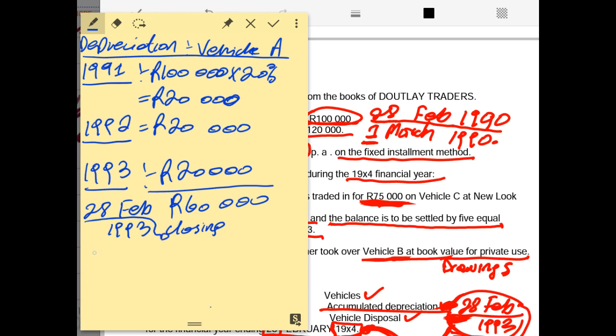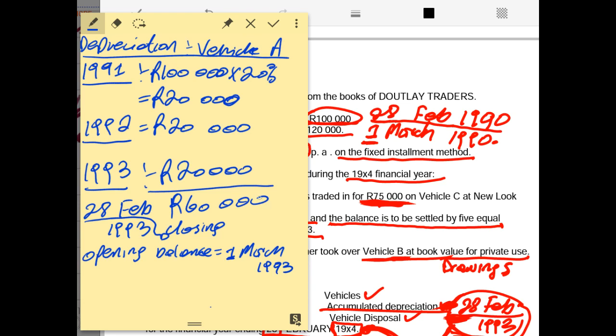Then this closing balance becomes an opening balance. This becomes an opening balance of accumulated depreciation for vehicle A. Opening balance on the 1st of March 1993, and the 1st of March 1993 is the 1994 accounting period that will end on 28 February 1994.